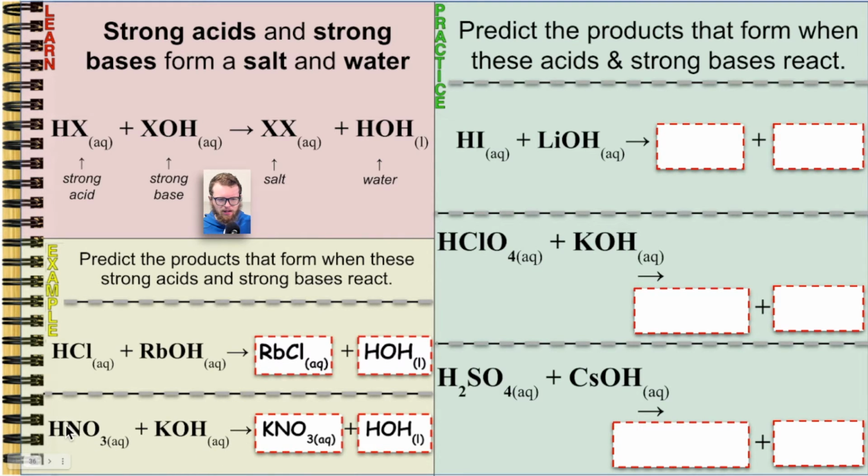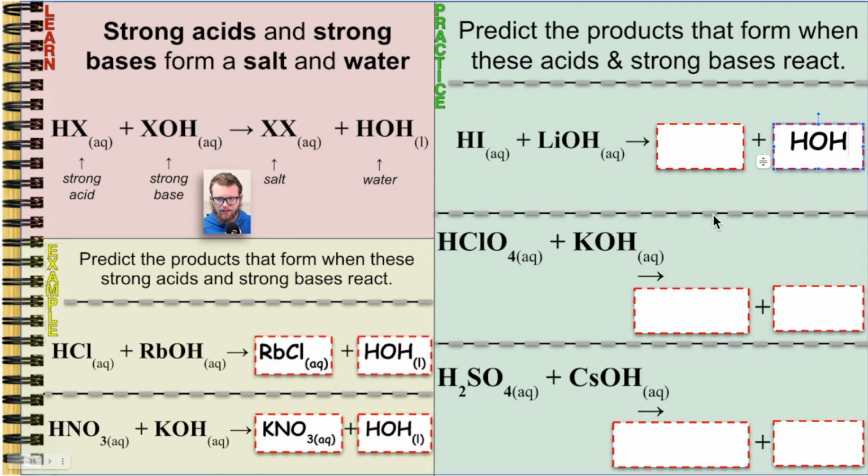The H at the beginning of HNO3 and the OH at the end of KOH form together to make water, and the parts that are left, the K and NO3, come together to be aqueous. All right, so predict the products that form when these acids and strong bases react. Well, we're going to take the H from the HI, and it's going to go right there, and the OH from the LiOH, and it's going to go right there.